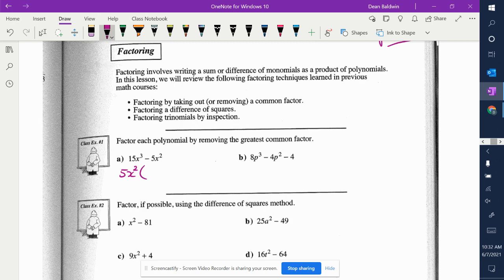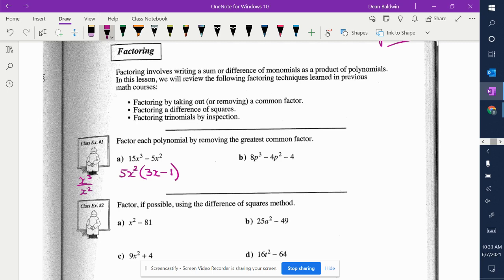So 5x squared is on the outside. To get what's left in the brackets, you divide by what you took out. So what's 15 divided by 5? 3. What is x cubed divided by x squared? What do you do with the exponents? You subtract them, which gives you just x, right? Minus, what's 5x squared divided by 5x squared? 1.